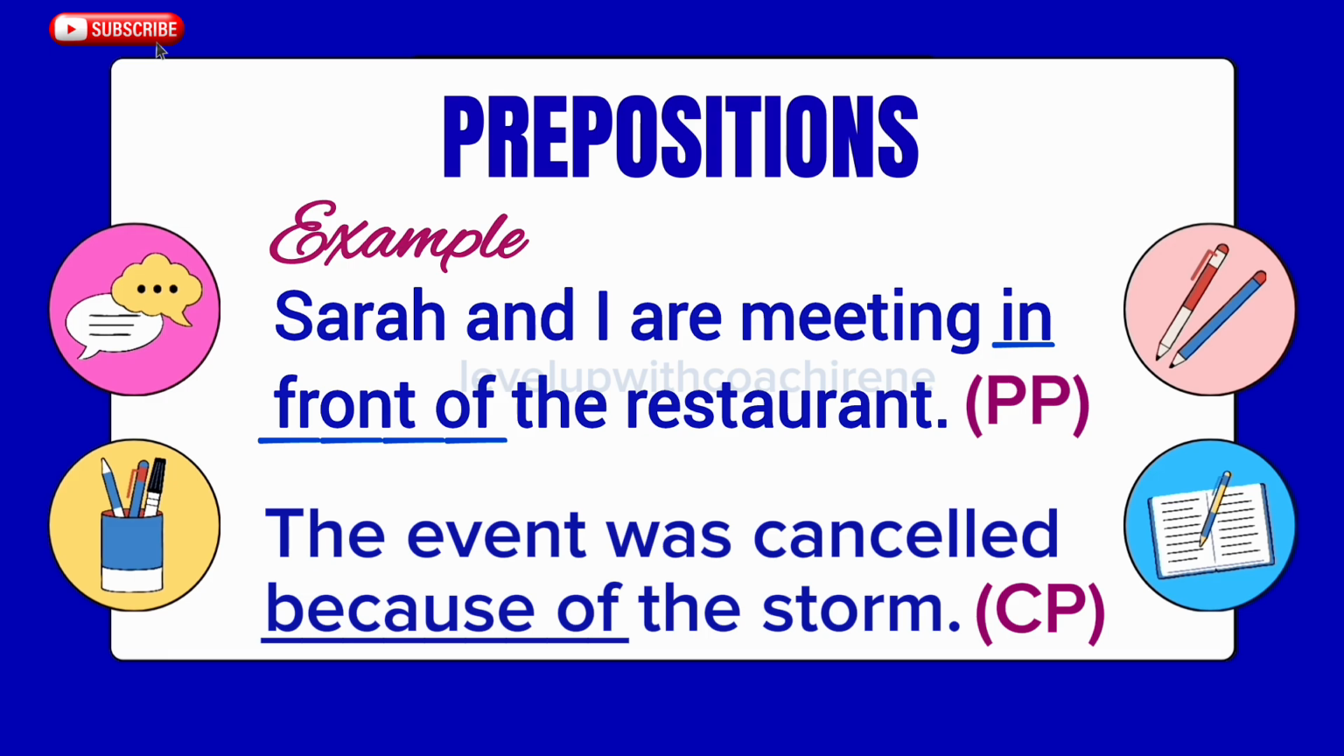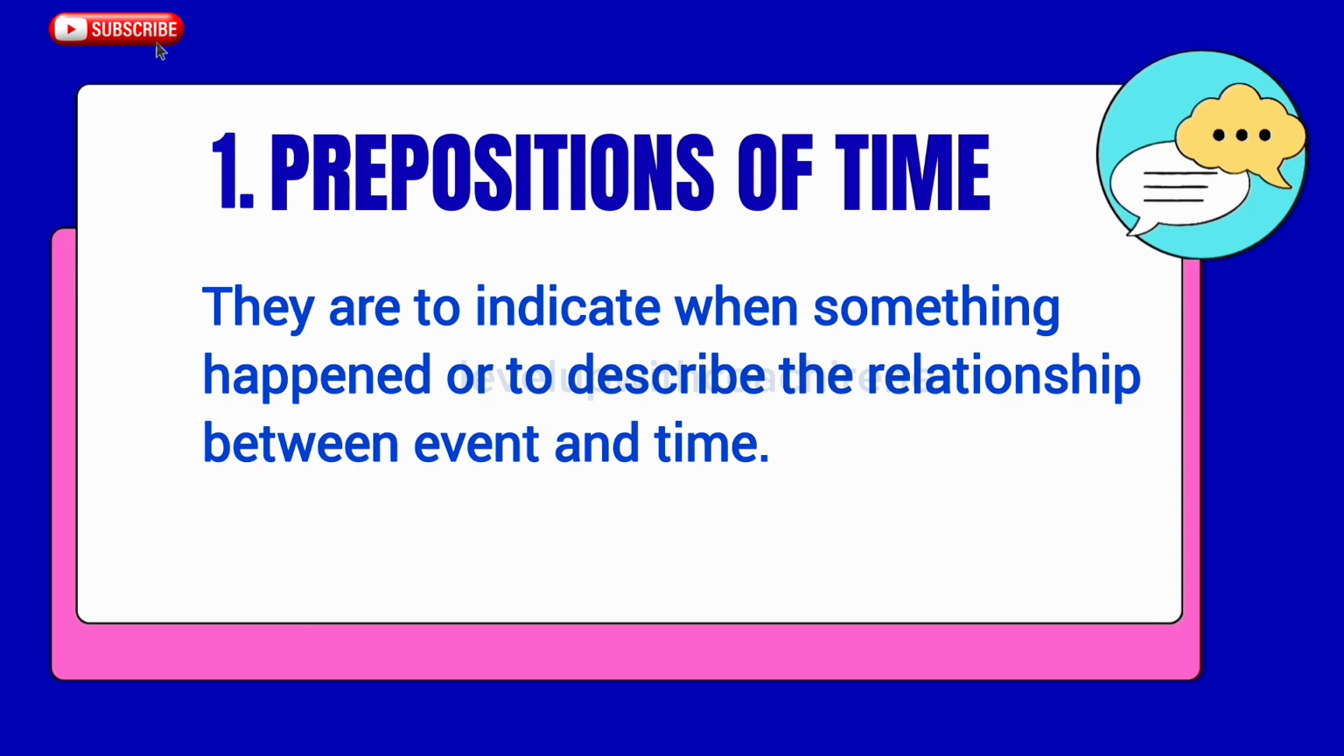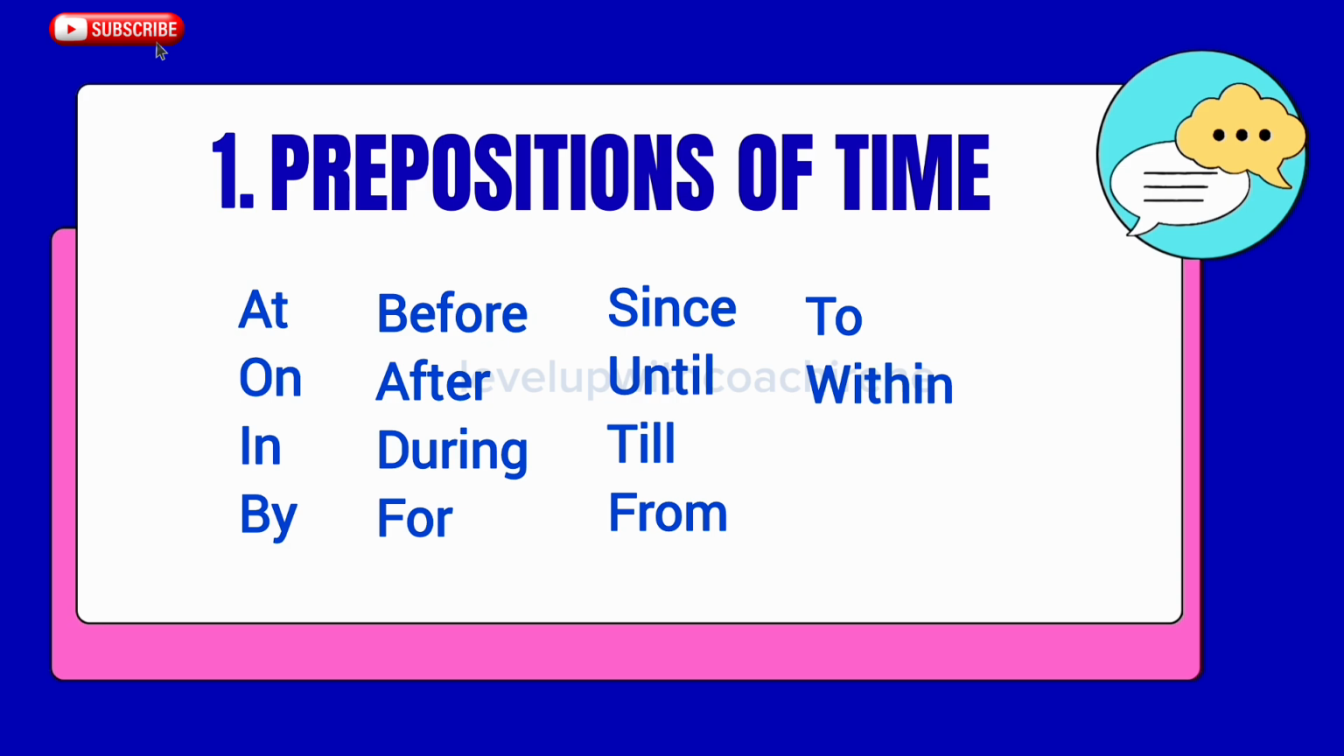To begin with, let's look at prepositions of time. Prepositions of time are used to indicate when something happened or to describe the relationship between events and time. They include at, on, in, by, before, after, during, for, since, until, till, from, to, within. These prepositions help clarify when events occur or how long they last in relation to other actions or events.